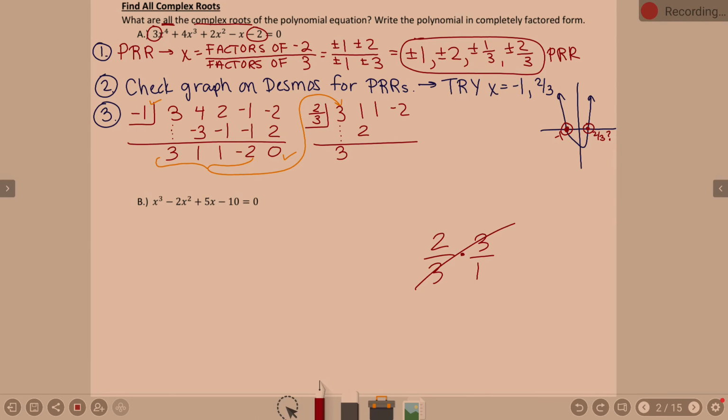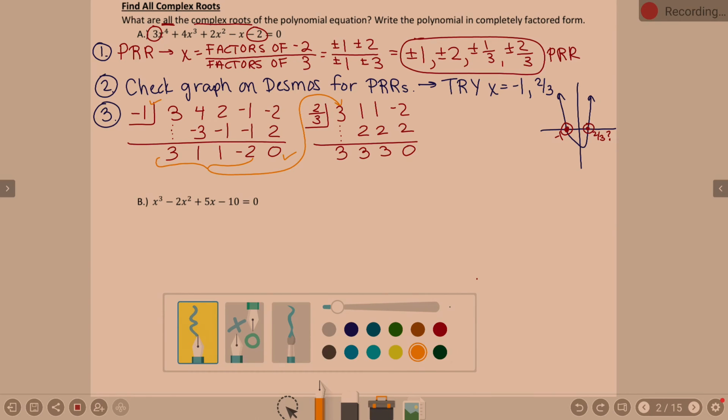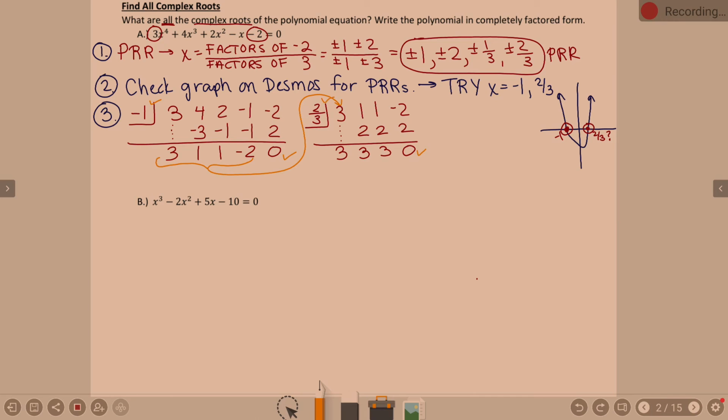1 plus 2 is 3. 2/3 times 3 again? 2. 1 plus 2 again is 3. 2/3 times 3 again is 2. Negative 2 plus 2 is 0. Now, listen up. We got a remainder of 0, so 2/3 works.